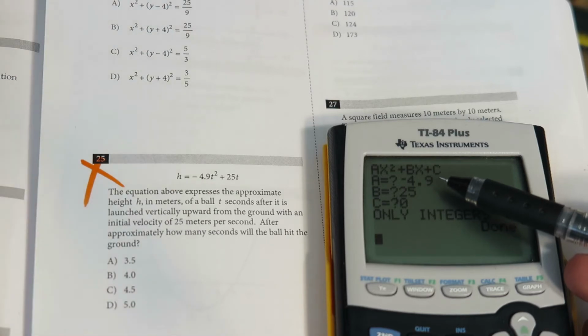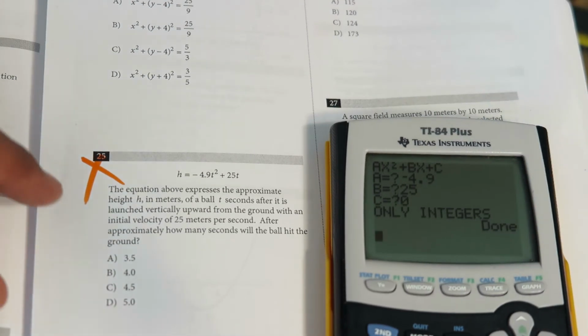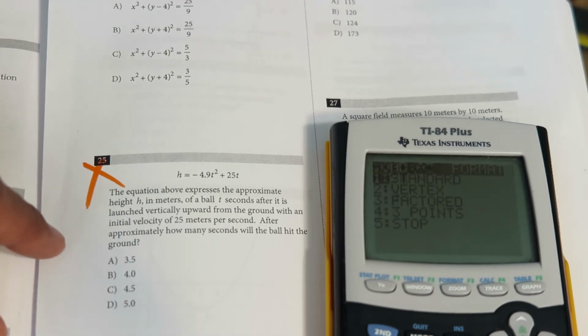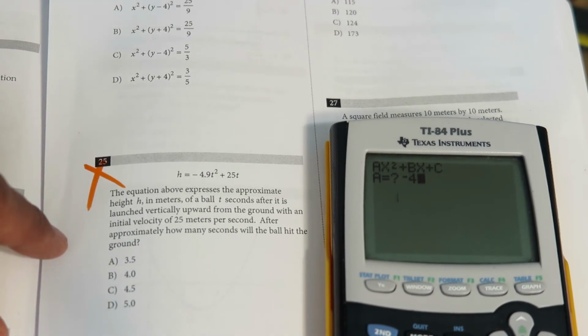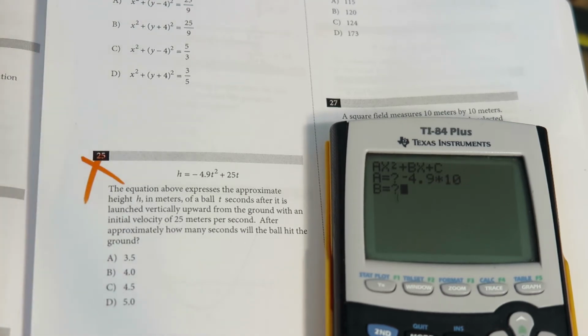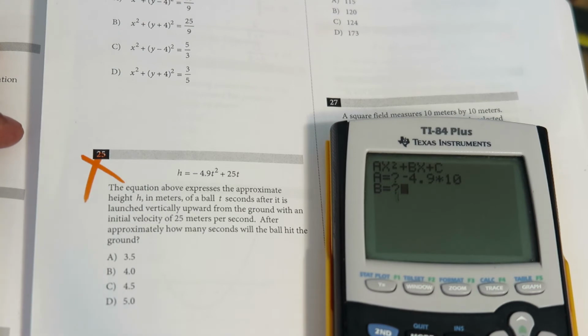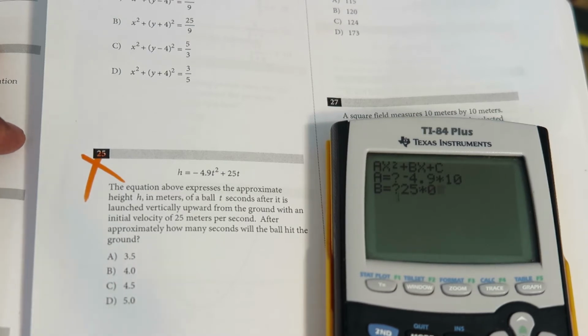So how would you fix that? You can just multiply all of the terms by 10, and then you've gotten rid of the decimal. So let me show you that. I'm going to take standard, go -4.9 times 10, and then you've got to multiply every term in the equation by 10. So 25 times 10, and the C term, which is 0, times 10, but of course 10 times 0 is 0.